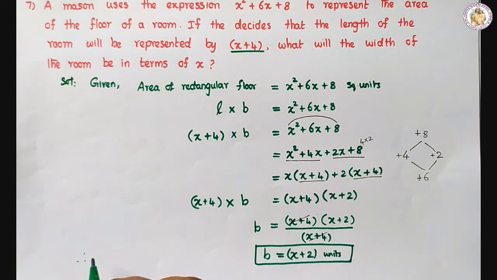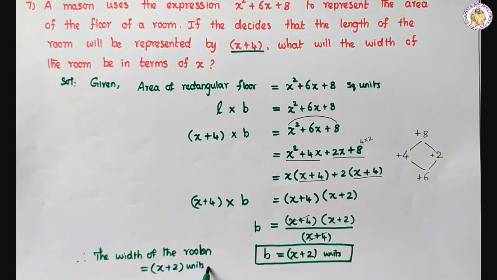Therefore, the width of the room equals x plus 2 units. That is the answer.